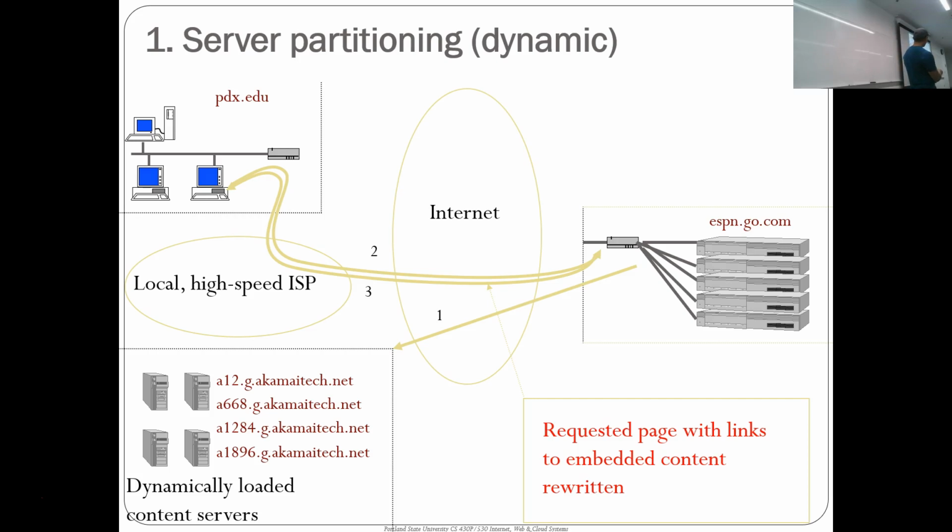So this is the slow internet, and then this is high-speed ISP, and then you're rewriting the embedded content so that the next request for the embedded content goes here. And you see this throughout stuff like ESPN happening. All right, are there any questions about this? What's going on? This is how Akamai started.